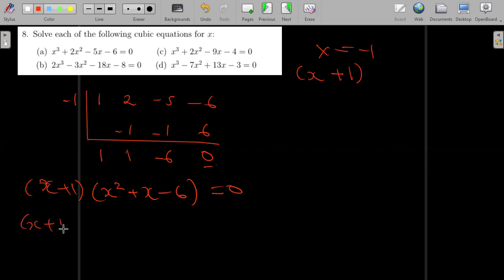Then from here, I can factorize this part. What method am I going to use to factorize that? I can find my factors, or I can complete the square. Whatever you're going to use, if you use the factors, try to find the factors whose product is minus 6 and whose sum is 1. That means your factors are going to be 3 and minus 2.